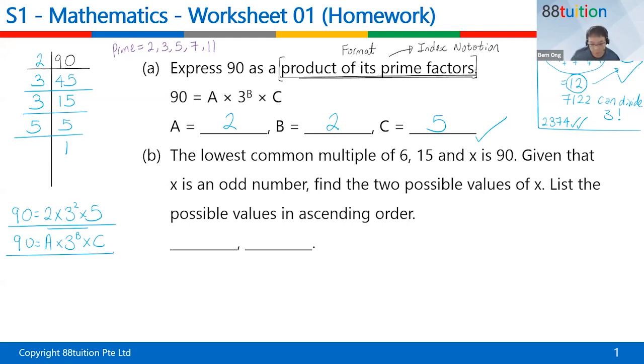Okay. So part B is a little bit more challenging. Part B is slightly more challenging. So down here, they are looking for the lowest common multiple of 6, 15, and X, which is given as 90.